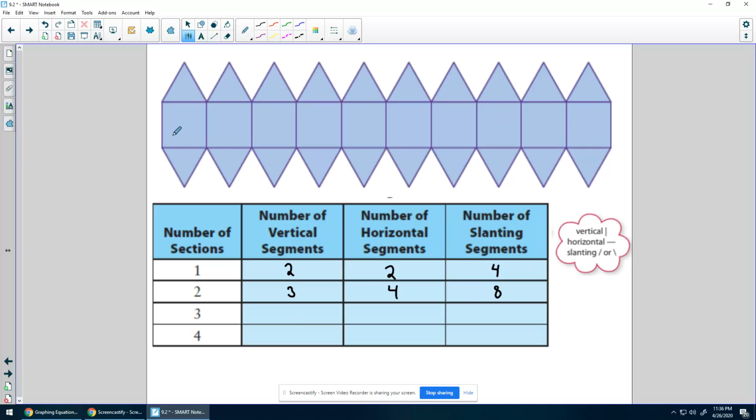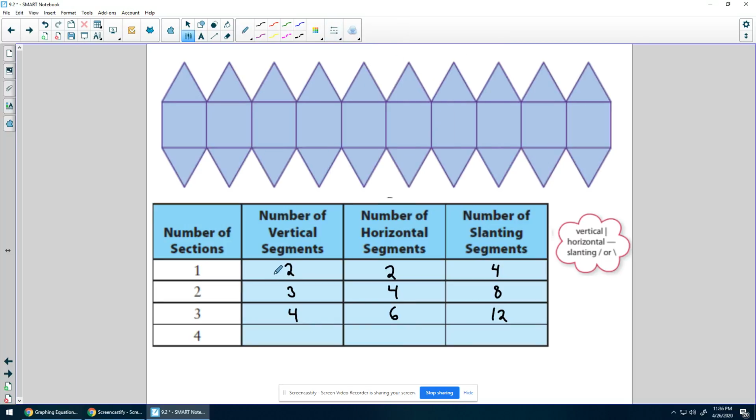3 sections. How many vertical? 1, 2, 3, 4. Can you see the pattern for vertical already? And then horizontal, 1, 2, 3, 4, 5, 6. And slanted, 1, 2, 3, 4, 5, 6. And we have 6 on the bottom. That would give us 12. So right here, we could see the pattern right away after 3. Just use a different color here.